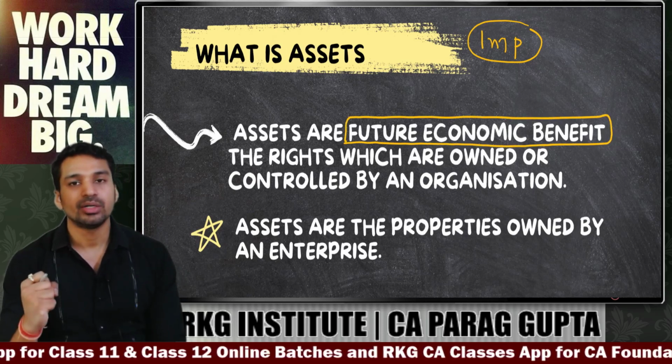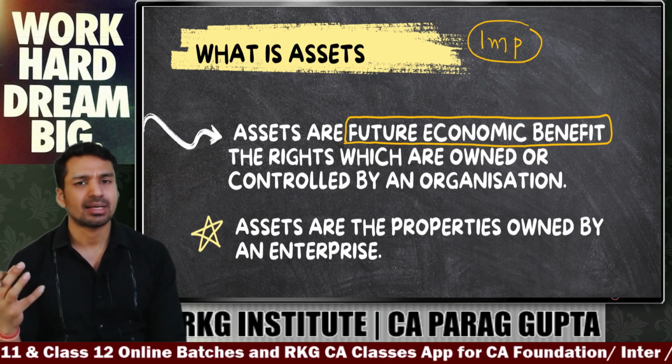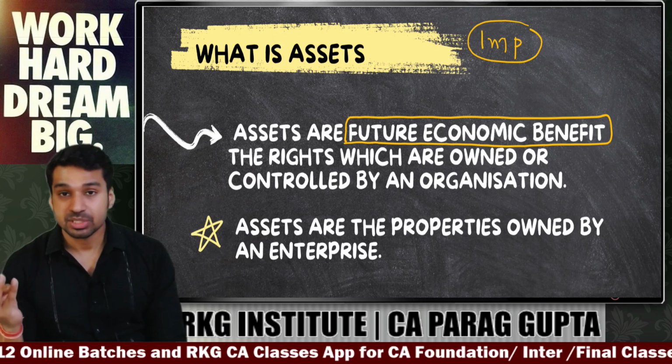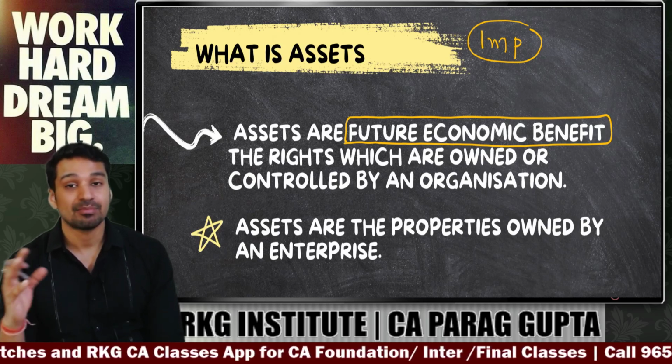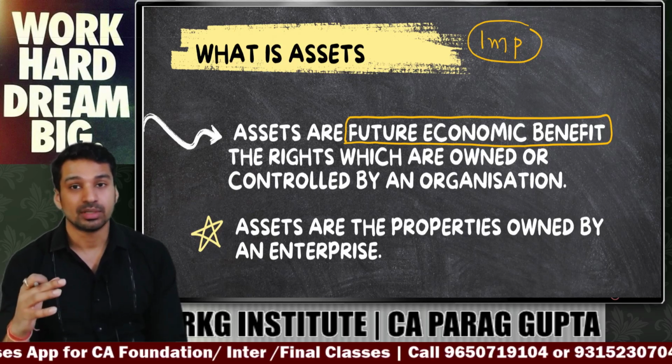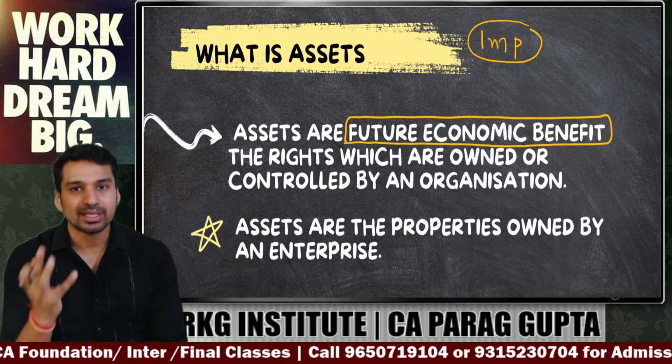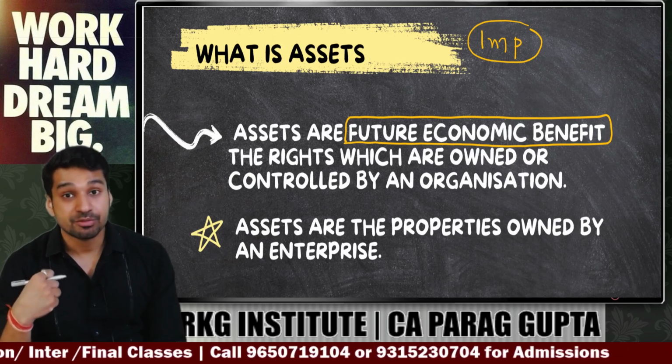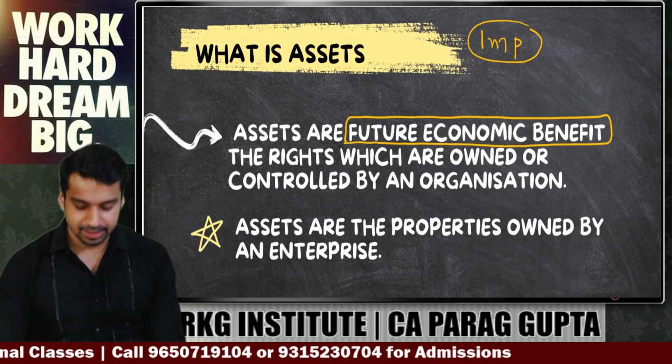These are owned and controlled by the business. For example, I have one machine, I have a camera, I have a projector, I have an AC, I have furniture, I have the classroom in which students study. So everything that I own that will give me a future economic benefit is known as an asset.